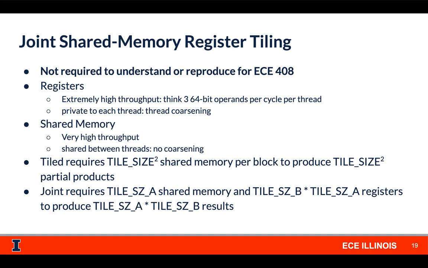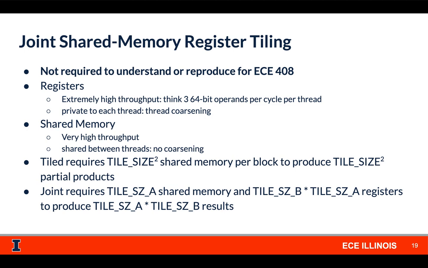When we use shared memory, which is quite high throughput, but maybe not as high as registers, we can have the thread block collaboratively load a tile of global memory into shared memory, and then multiple threads can make use of those loads out of shared memory. With registers, we can't do that because registers are private to a thread. So we have each thread produce multiple results of the output using a single register value.